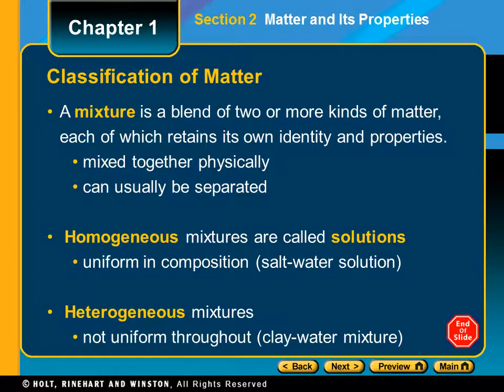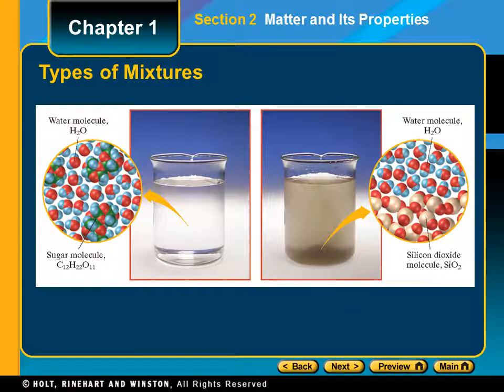Heterogeneous mixture is different. It's not uniform throughout. A clay and water mixture is going to look completely different to the naked eye and under the microscope than a saltwater solution will look. So this picture shows you exactly what we're talking about. In the beaker on the left, it's actually a sugar water solution, and the beaker on the right, it is clay and water. Silicon dioxide is going to be clay molecules.